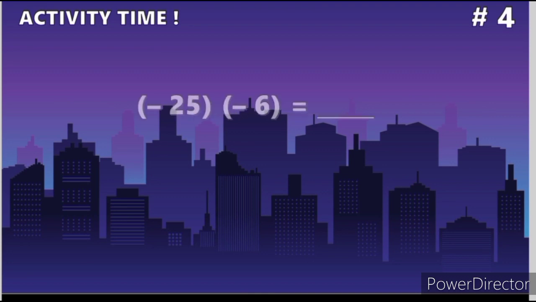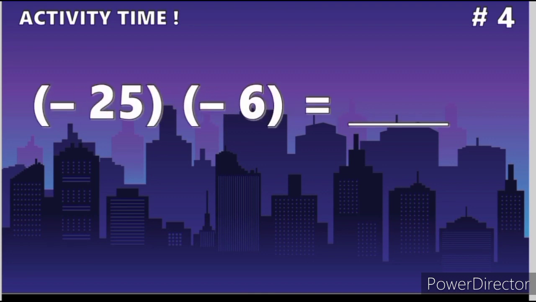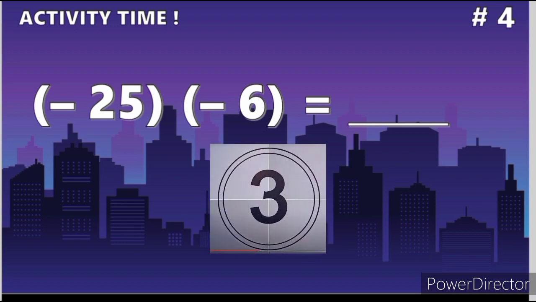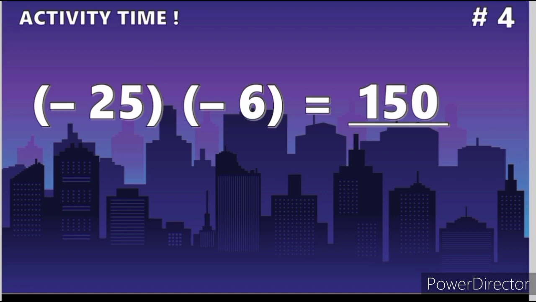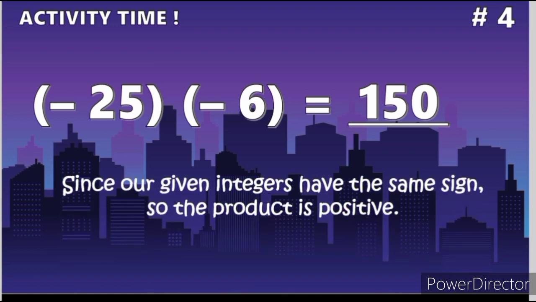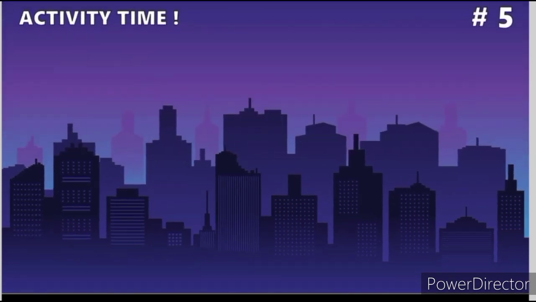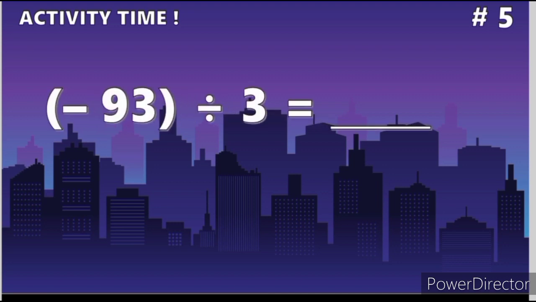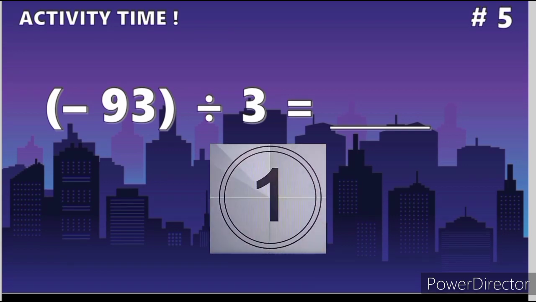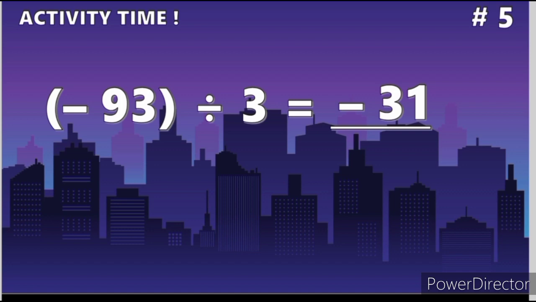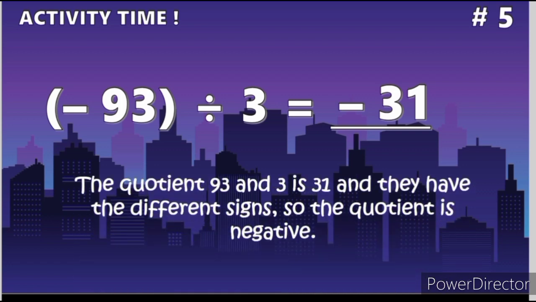Number 4. Negative 25 multiplied by negative 6. What is our answer? We have 150. Since our given integers have the same sign, the product is positive. Number 5. Negative 93 divided by 3 is equal to... correct, negative 31. The quotient of 93 and 3 is 31, and they have different signs, so the quotient is negative.